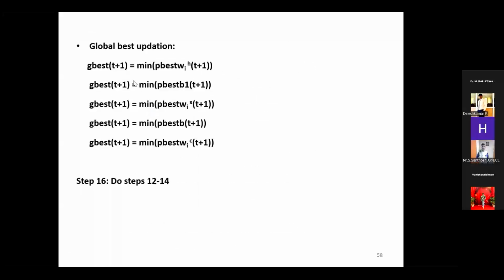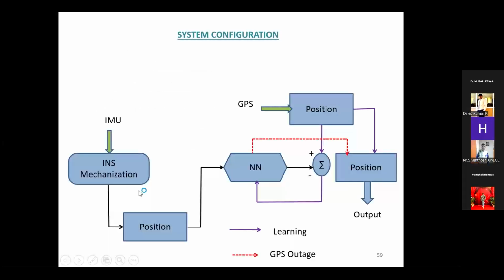At the last, you will get the global best updation: global best is the minimum personal best in the hidden node, as well as global best is the minimum best of the bias of the hidden node. Global best is the minimum personal best of the output node. Global best is the minimum bias best of the output node. Finally, global best is the minimum of all personal best of your context node. So this iteration can be repeated from steps 12 to 14.